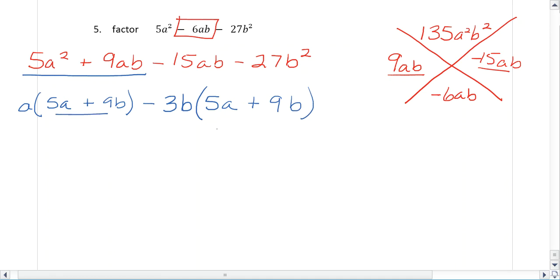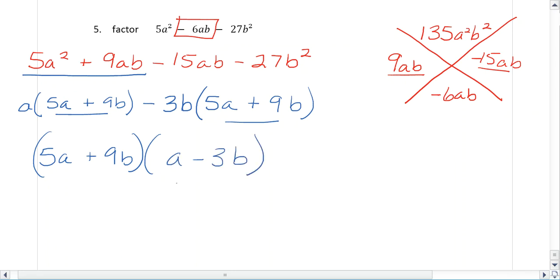And once again, we're happy to see these two binomials match. They are the GCF that we pull out now, and what's left is a minus 3b. A lot of extra letters in there, but still the process remains the same. So now you have the knowledge you need to factor by grouping, so have fun with math.